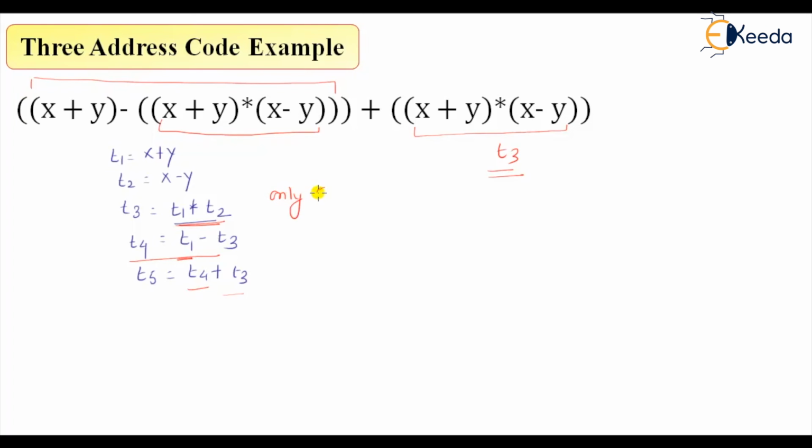So only here I generated 5 temporary variables. Only 5 temporary variables are being generated.